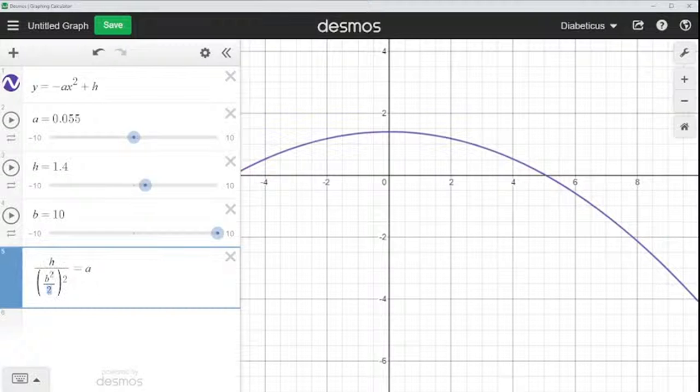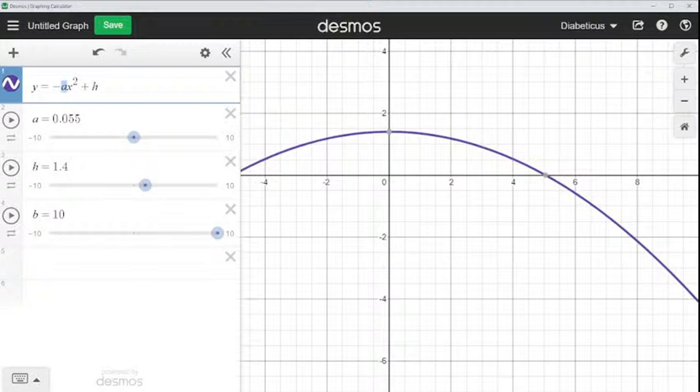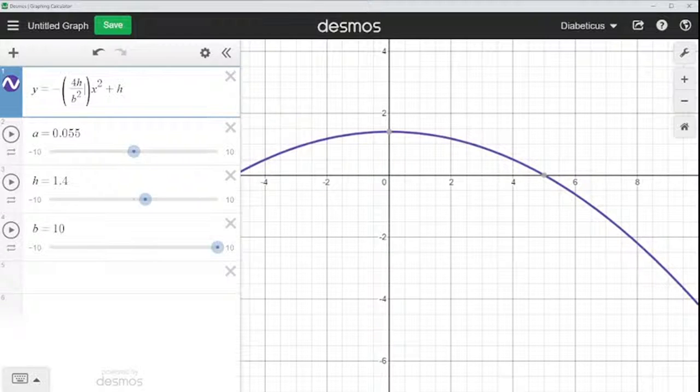Base squared over 4. It's 4h over b squared. Okay. 4h over b squared. Let me do that. And there we go. And now we bound this, limit it.